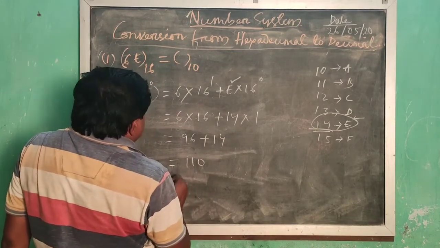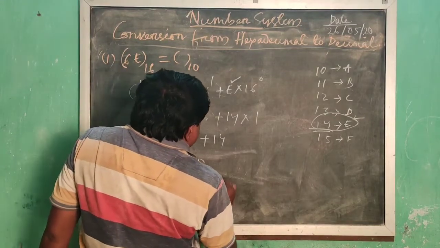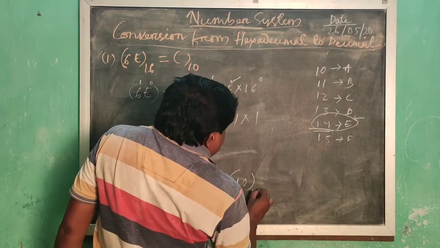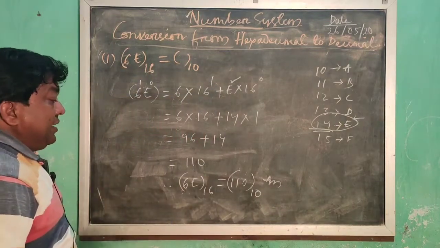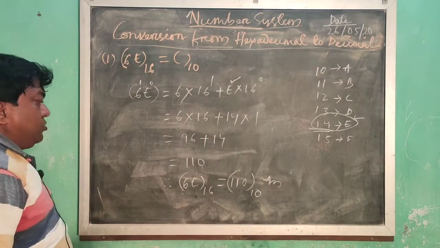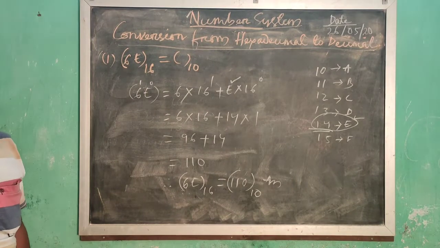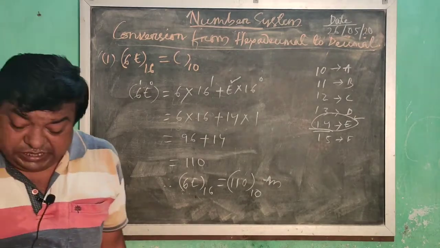Okay, you write the answer down here: 6E, base 16, equals 110, base 10. It is your answer. Hope all are able to understand. Okay, if any doubt you have, you write in the comment section. Then next day I will discuss it.